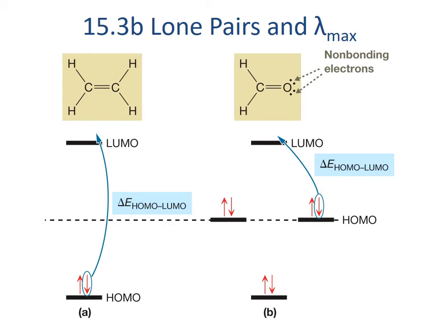Lone pairs are often higher in energy than bonding electrons since, big surprise, they are not stabilized by bonding. Lone pairs on an atom that is part of the pi system can easily make the transition to the LUMO, and in many cases allow for much lower energy lambda max values.